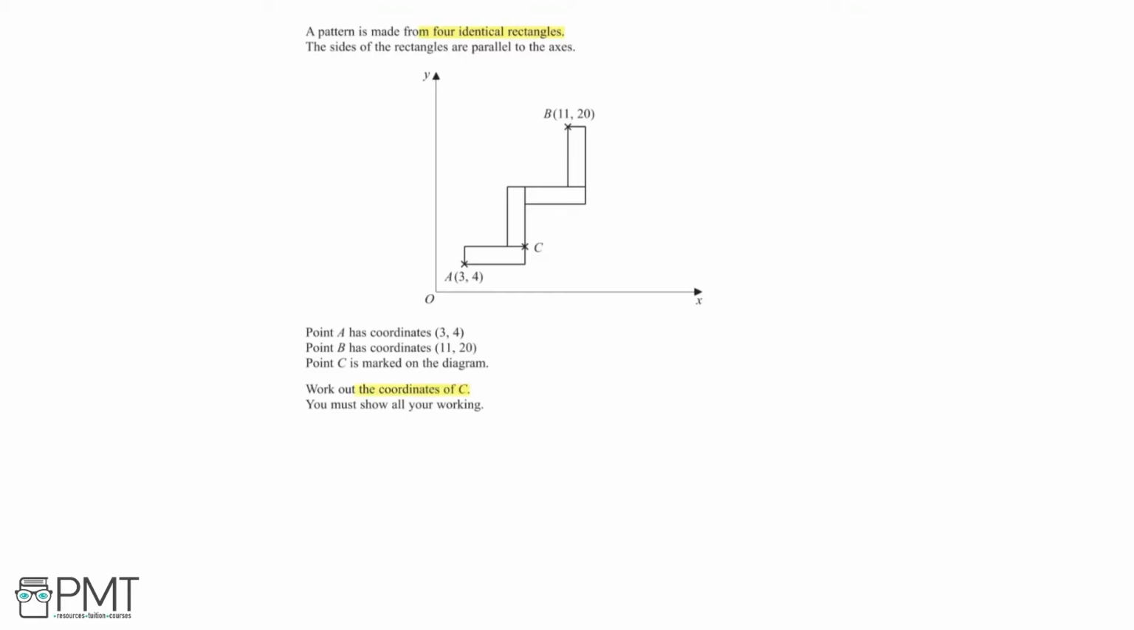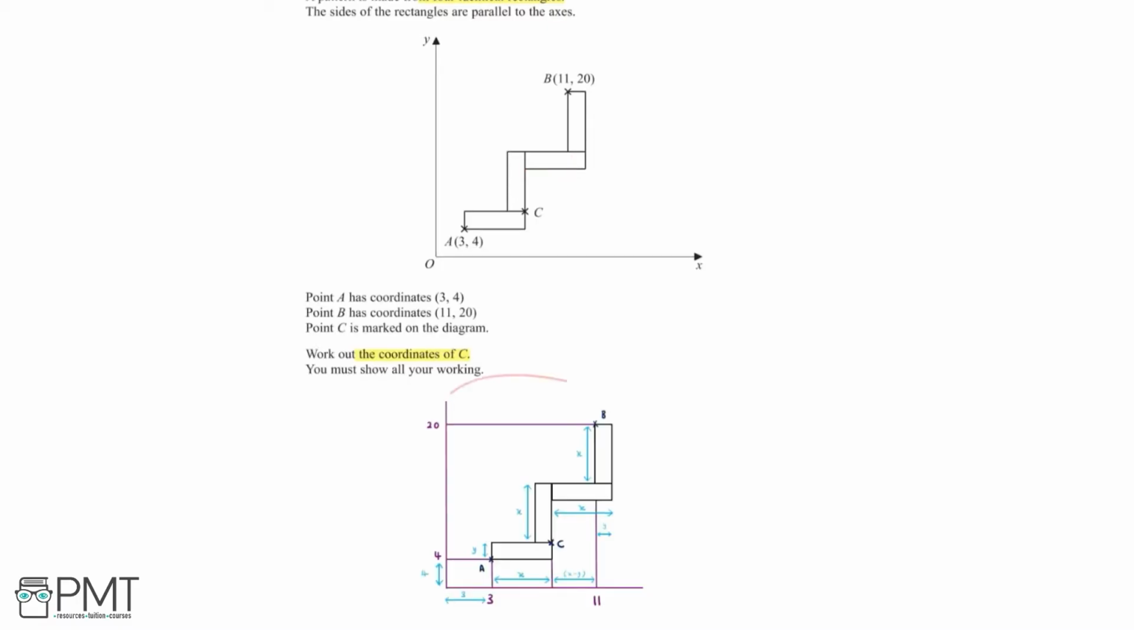Let's think of a way that we can look at this diagram to make it a little bit clearer. This new diagram is identical to the original diagram, but we've labelled in some measurements. We've assumed that the horizontal side has a length of x and the vertical side has a length of y, and since all 4 rectangles are identical, we can use this for each of the rectangles. We want to find the vertical length and the horizontal length.